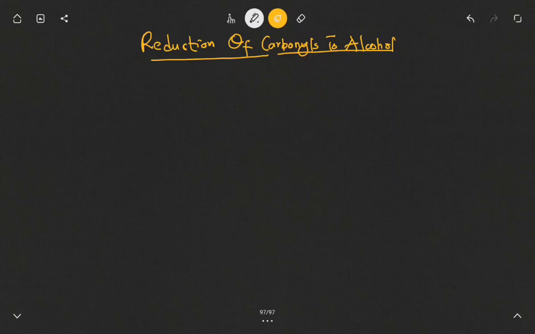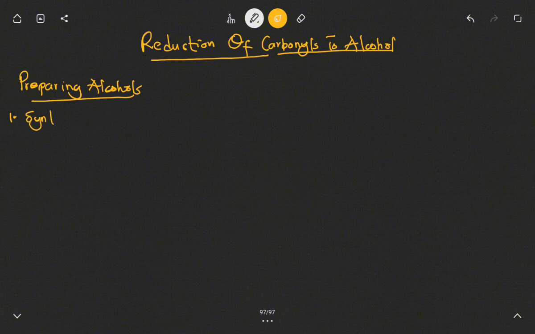In this video, we want to have a look at reduction of carbonyls to alcohol. There are several means of preparing alcohol, and I'm going to list some of them over here. So preparing alcohols. Now we can do that by synthesis from alkenes. We can also do that by reduction of carbonyls.